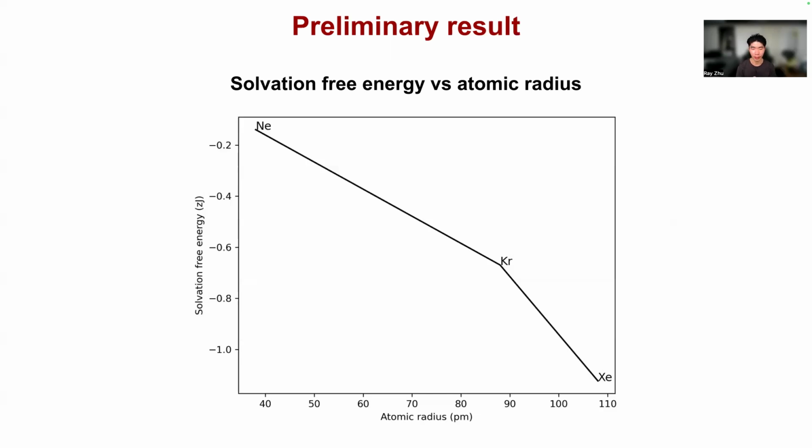Ne has the smallest atomic radius, and it has a relatively higher solvation free energy, whereas for Xe, the atomic radius is the largest among all 3, and it has the lowest solvation free energy. So this is a way to get a sense of what some factors are that affect the solvation energy once we get the result.